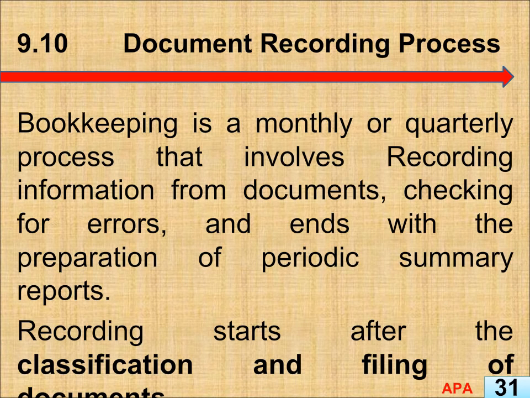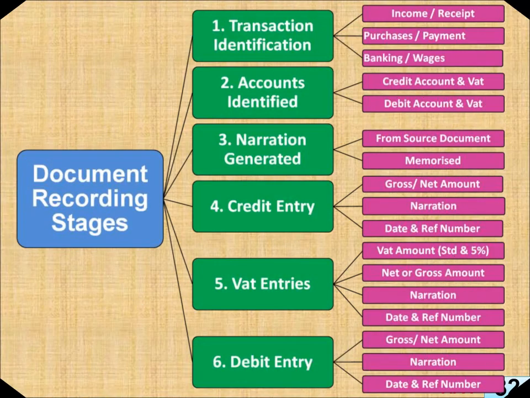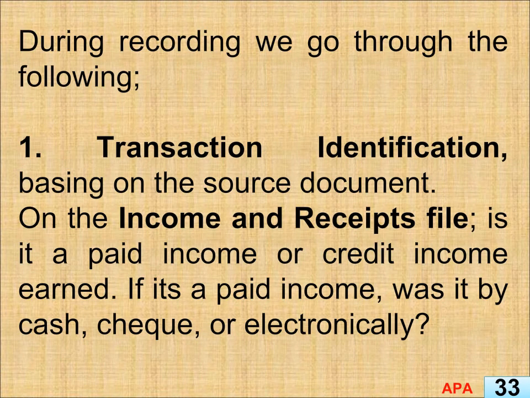Section 9.10. Document recording process. Bookkeeping is a monthly or quarterly process that involves recording information from documents, checking for errors, and ends with the preparation of periodic summary reports. Recording starts after the classification and filing of documents. This slide illustrates the different recording stages.